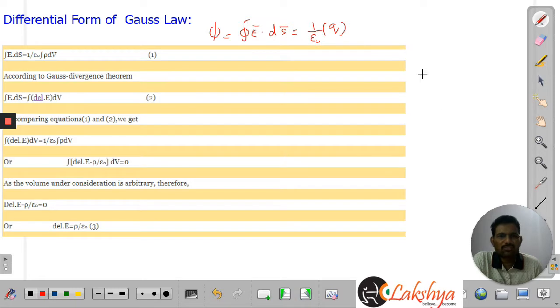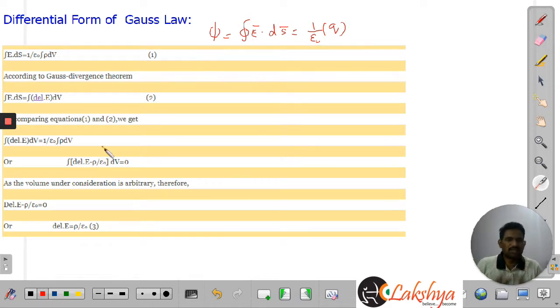This is the statement, or the mathematical form, of Gauss law. We call it the integral form because integration is there. Now we are going to express it in differential form. The surface integration will be converted into volume integration by using this equation: the integral of E bar dot ds bar is equal to the integral of del bar dot E bar into dv. This is a volume integration, and that is a surface integration.